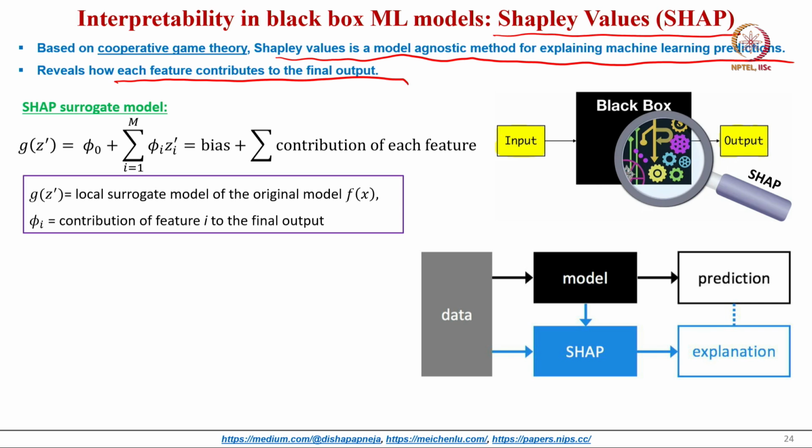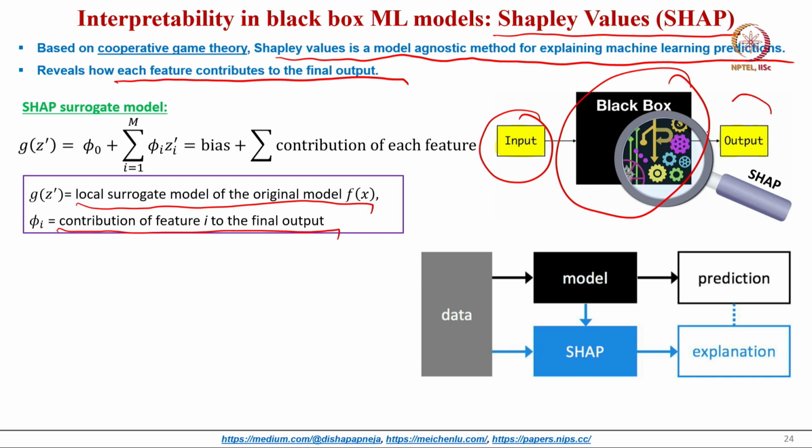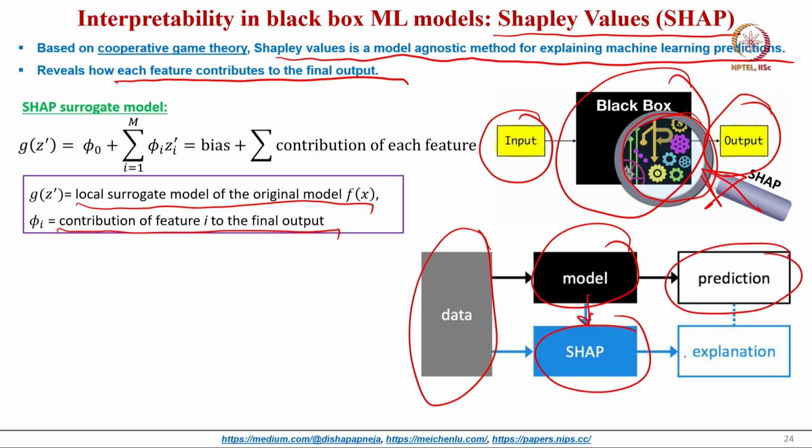For example, here z prime is a local surrogate model of the original model f(x), and phi i is the contribution of feature i to the final output. So, what you see here, this is your input, this is your black box and this is your output. SHAP is essentially applied to see how these Shapley values work. So, you have the data, you have a model, and the model gives you Shapley values and you have a prediction, and Shapley values are used for the explanation of the model predictions.